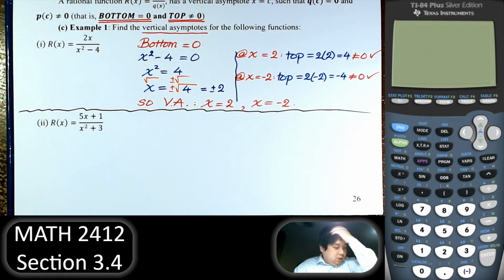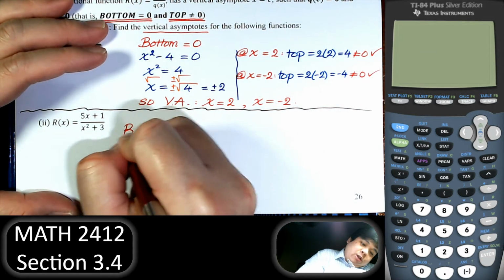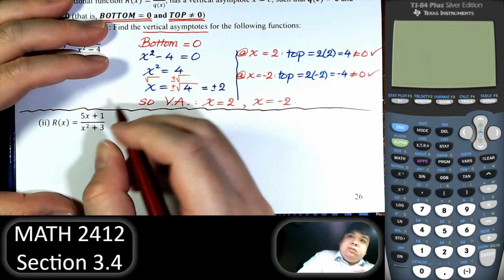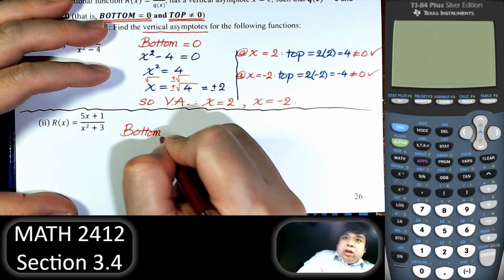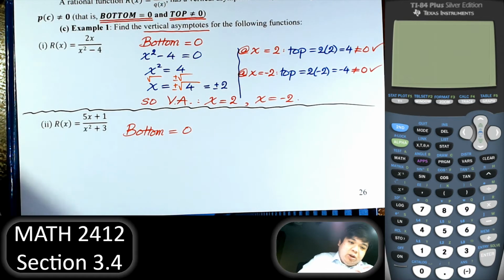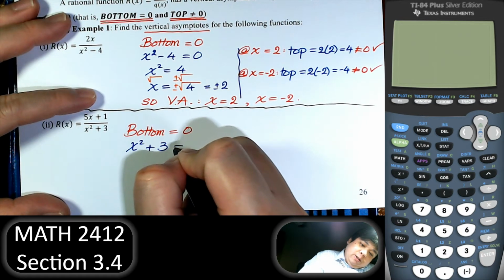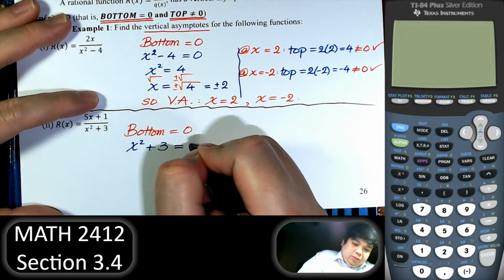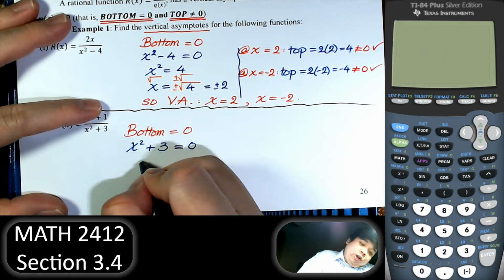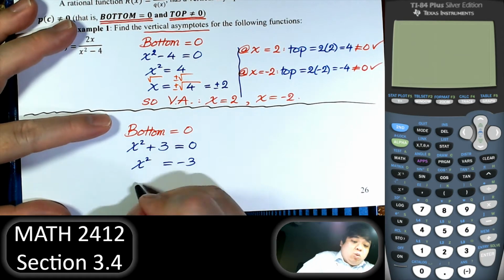Right, onto this one. Once again, we let the bottom equal to 0. We have x squared plus 3 equal to 0. Move the 3 over and take the square root on both sides.